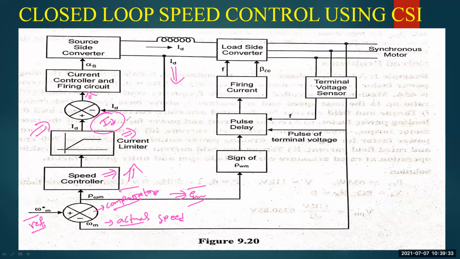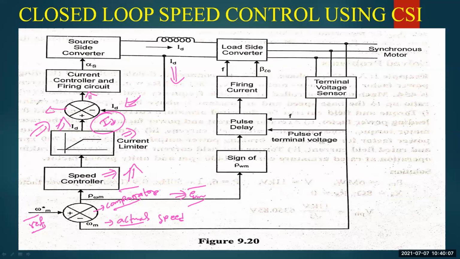So first the speed error, omega m star minus omega m, is processed through a speed controller and current limiter. It gives the reference DC link current. The actual DC link current is sensed by the sensor. These two currents are compared by the comparator.